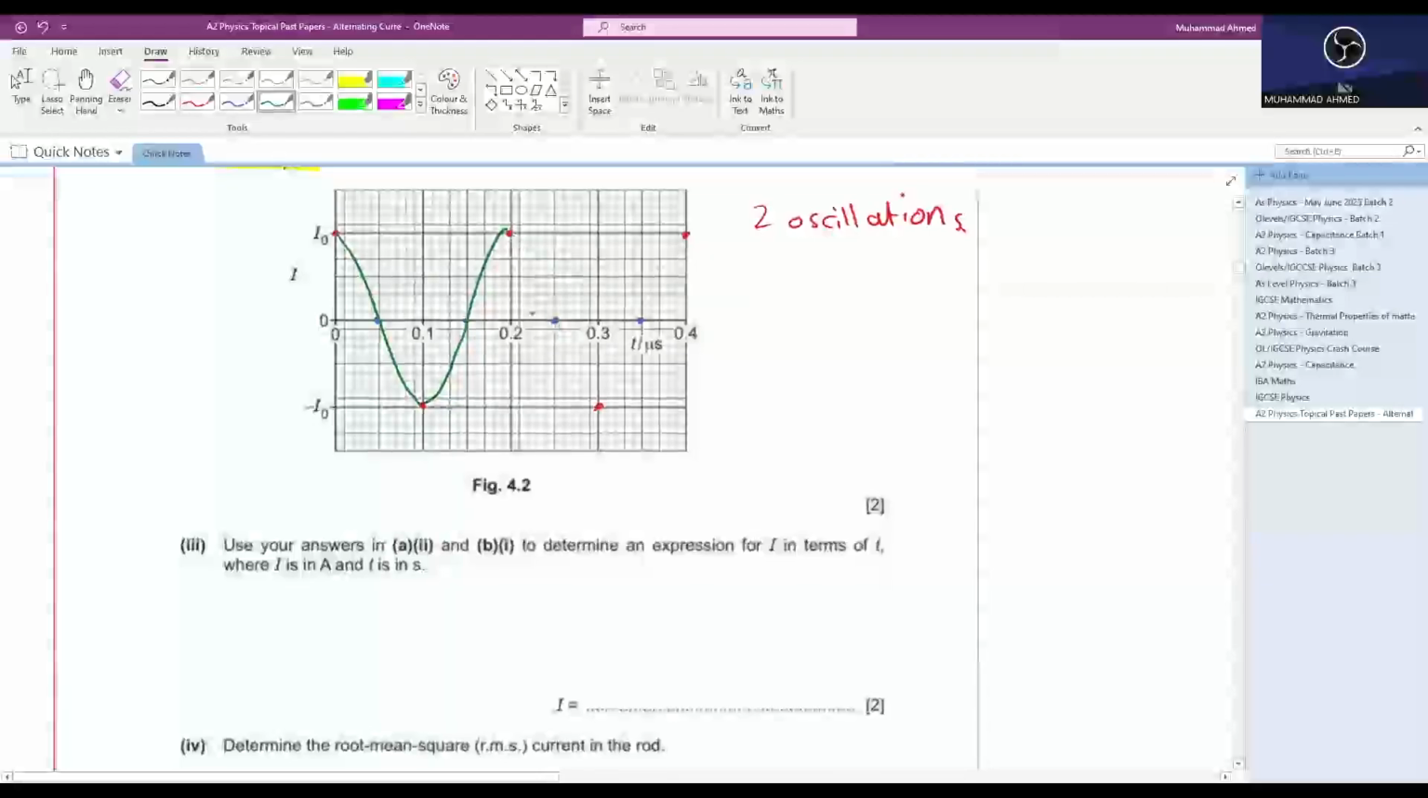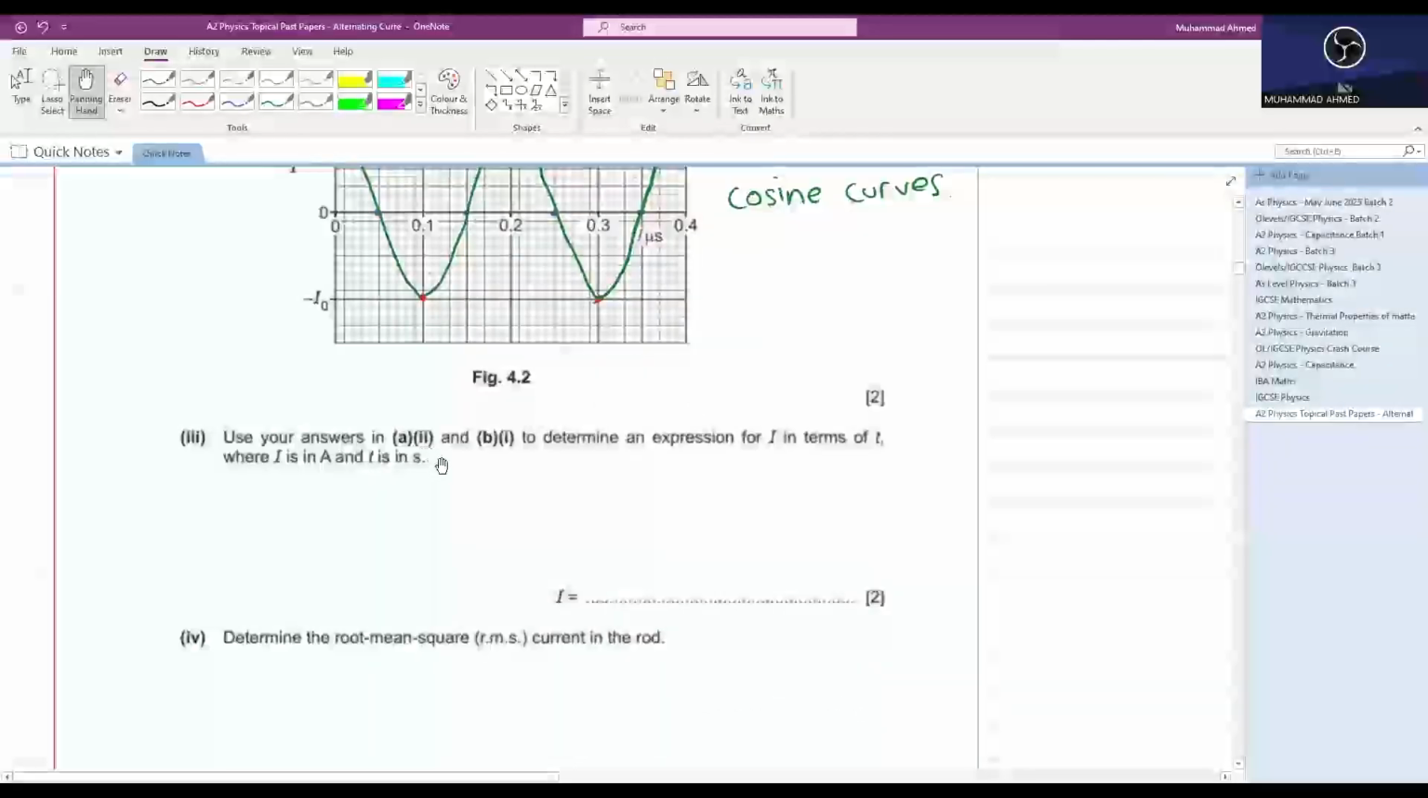Actually, my drawing is really bad. Apologies for that, I am a very bad drawer. Okay, these are your curves. Basically, these are cosine curves. Okay, let's move on to part I3.